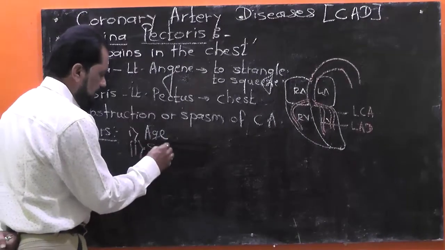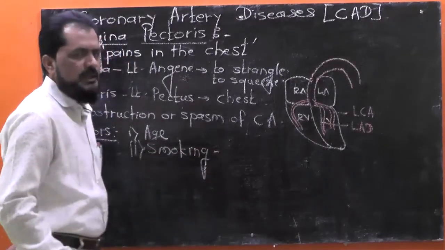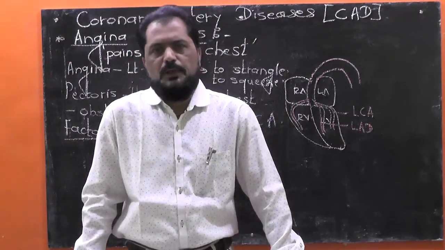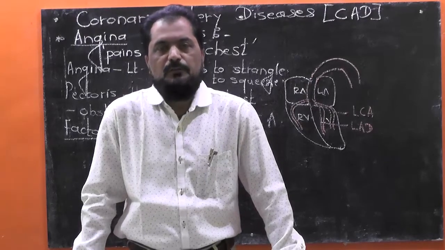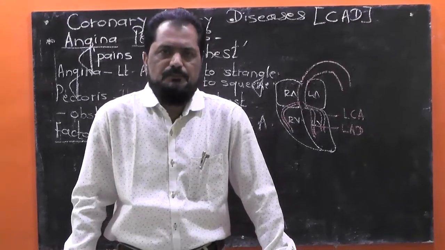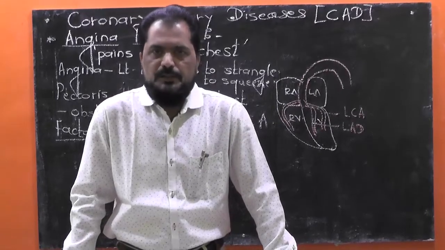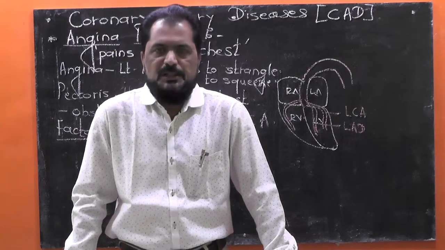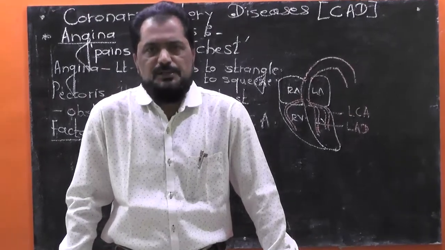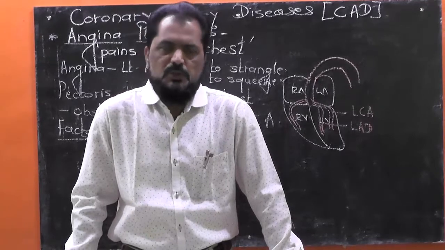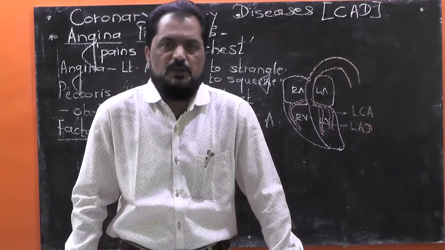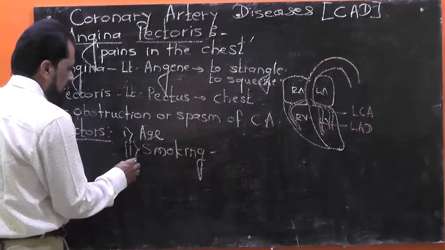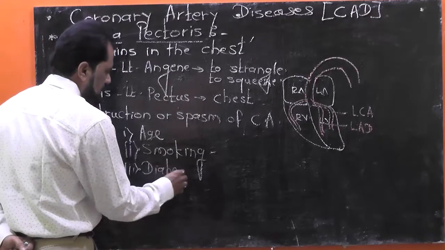Second, smoking. We know that smoking is inhalation of smoke of tobacco. The tobacco smoke contains many different types of harmful components, and one of them is nicotine. Nicotine brings about the constriction of blood vessels, and definitely it affects the working of the coronary system. So it is also considered as one of the causes of coronary artery diseases. Next, diabetes mellitus, sugar diabetes.